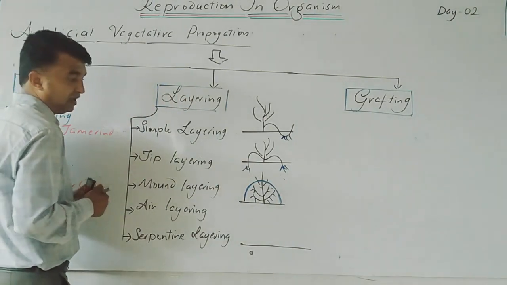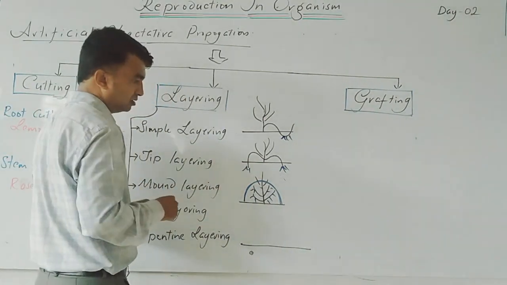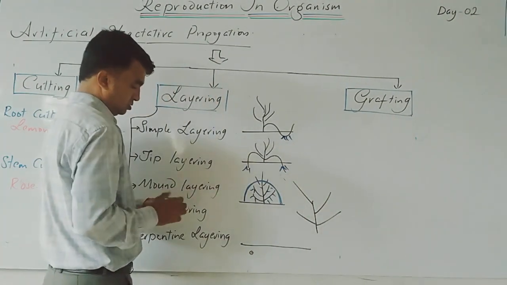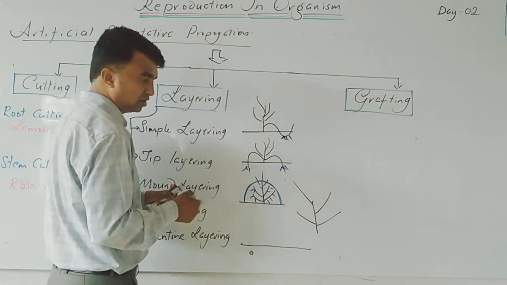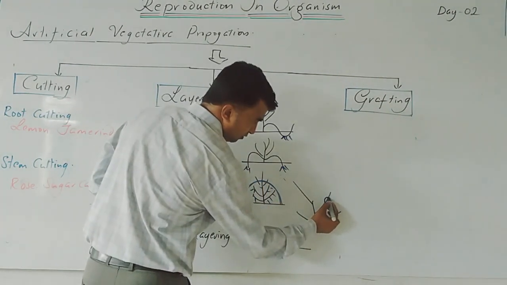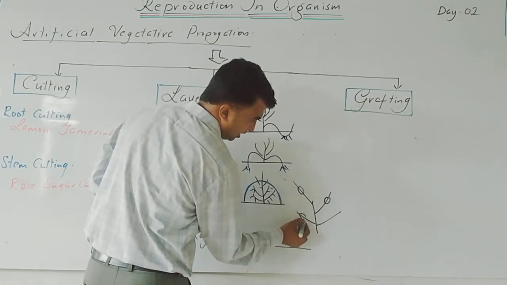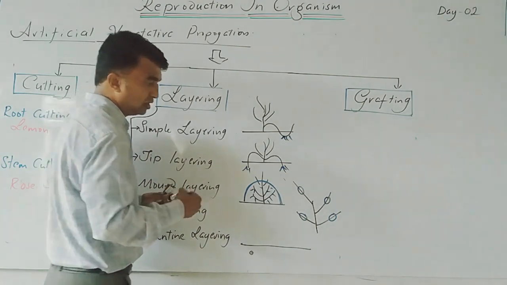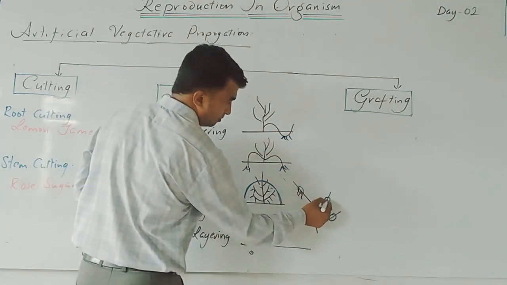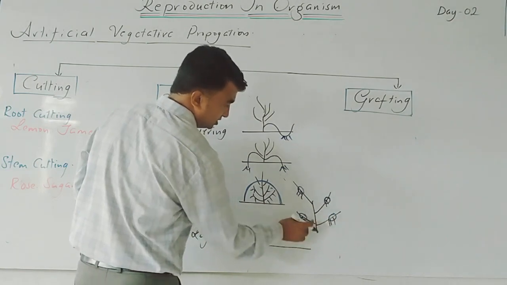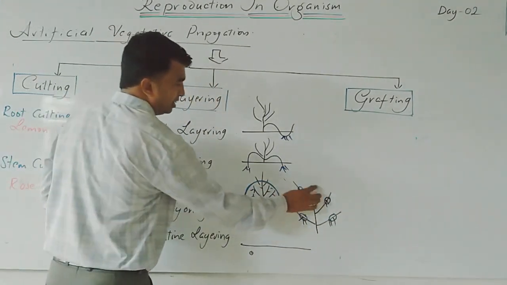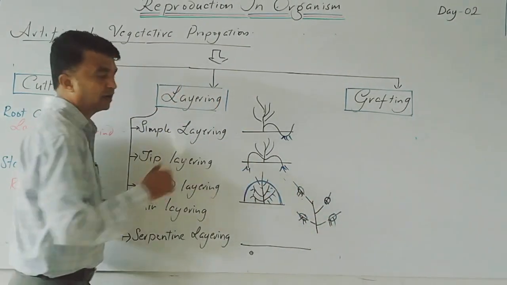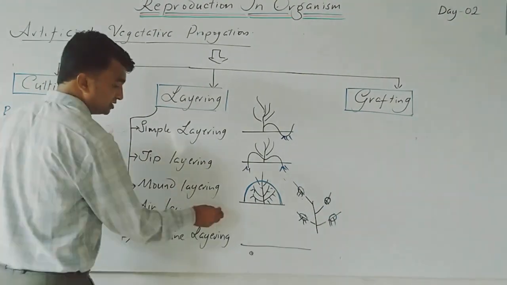This is mound layering. Air layering means this is a complete plant. They will create a notch or injury on the stem, and they will cover that portion with grafting clay. It is completely covered here. So here again roots are formed. On a single plant, many air layerings can be done. After that, it should be cut, and now another plant is developed. So this is air layering.